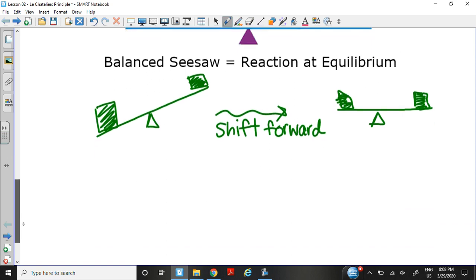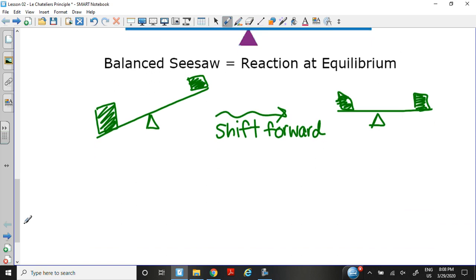You can do this with your pencil too. You can hold your pencil up in front. If you weight it down on one side, if you want it to go back to equilibrium, it's got to shift forward or shift to the right.